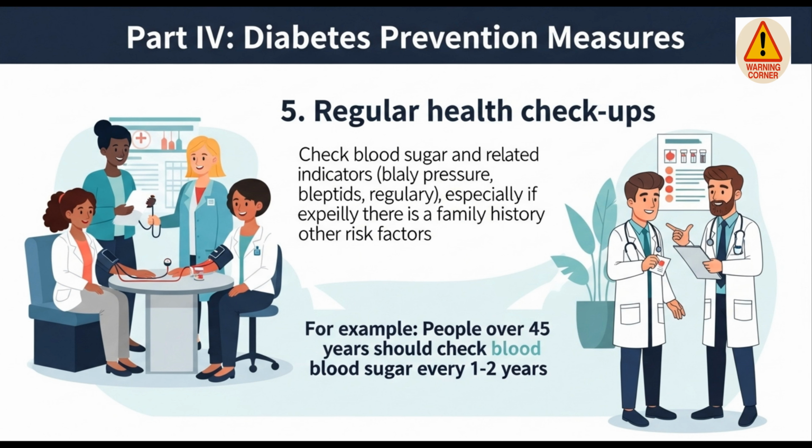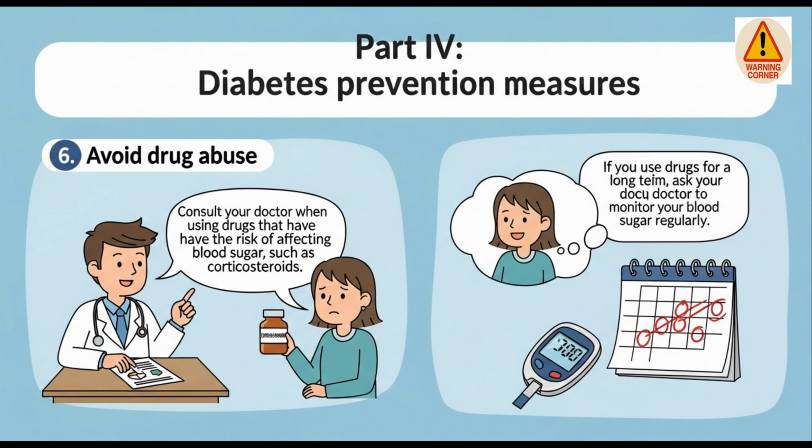5. Regular health checkups. Check your blood sugar and related indicators, blood pressure, and blood lipids regularly, especially if you have a family history or other risk factors. For example, people over 45 years old should check their blood sugar every 1 to 2 years. 6. Avoid medication abuse. Consult your doctor when using medications that have the risk of affecting blood sugar, such as corticosteroids. For example, if you take medication for a long time, ask your doctor to monitor your blood sugar regularly.